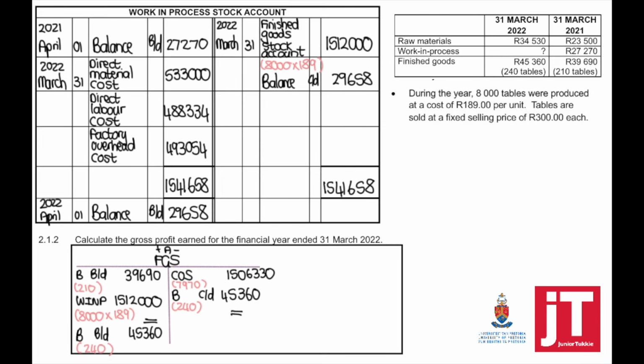Why do I need this? I want to find out the total sales. So to find out my sales, they said it's a fixed selling price of 300 each. Take the number of units that you've sold times 300, that equals my sales. Sales minus cost of sales equals my gross profit for this year. If you take 7,970 and you times that by 189, it will equal exactly the same amount.